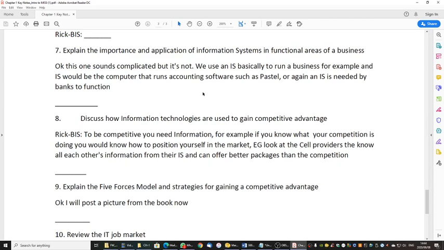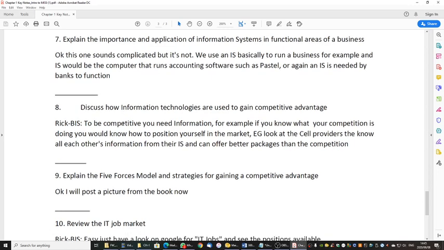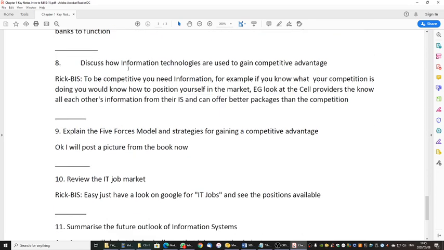Information is needed by banks, for example, to function, for companies to function, for large corporations to function, even independent small traders to function. You will be using some or other information system. We use IS, or information technologies, to gain competitive advantage. To be competitive, you need information.